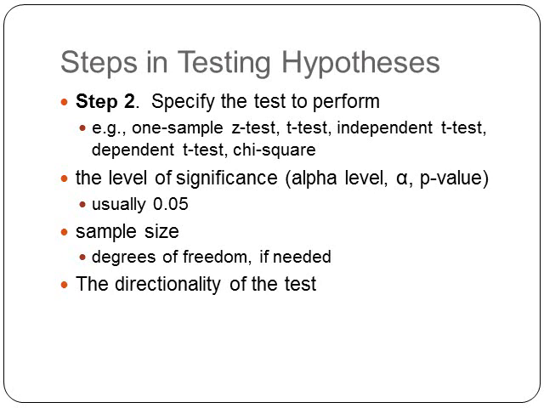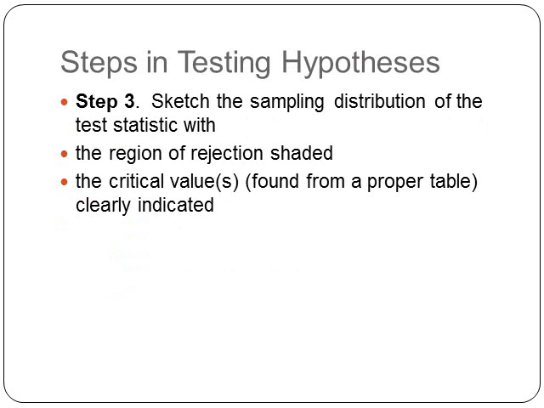Sample size gives the degrees of freedom: how much of our data is free to vary. This is not always the case that we have degrees of freedom, such as in our z-tests. And then the directionality of the test. So this step is basically thinking through what test we're going to use and how we're going to set up the parameters of that test.